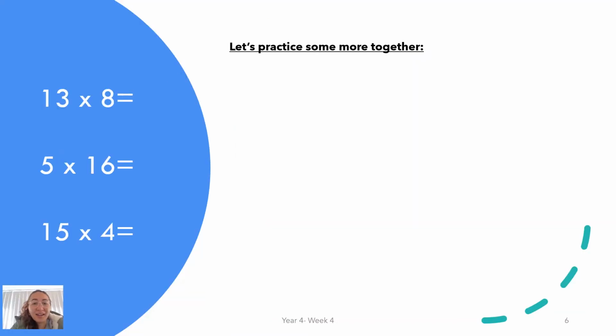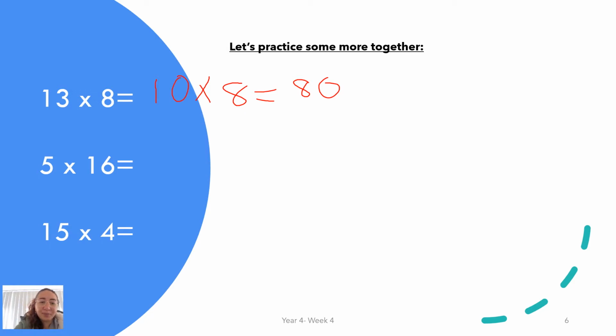Okay guys, now we're going to practice together. Here we've got our first multiplication question. 13 times by 8. We could do our formal algorithm, but remember we are going to be doing our strategies. So we're going to use our known fact that we know 10 times by 8 is 80. Now I'm using my finger to write these, so ignore the horrible handwriting.